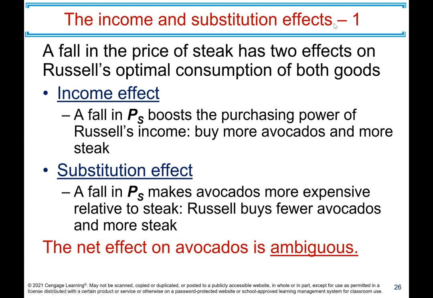The income and substitution effects. A fall in the price of steak has two effects on Russell's optimal consumption of both goods. The income effect: a fall in the price of steak boosts the purchasing power of Russell's income, so he buys more avocados and more steak. That is the income effect. The substitution effect: a fall in the price of steak makes avocados more expensive relative to steak. Russell buys fewer avocados and more steak. The net effect on avocado is ambiguous.